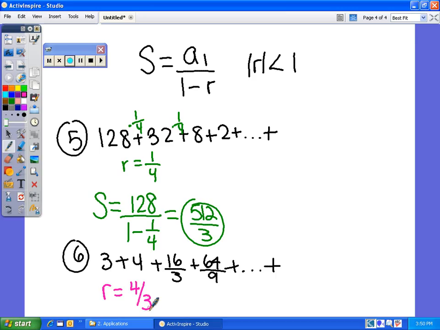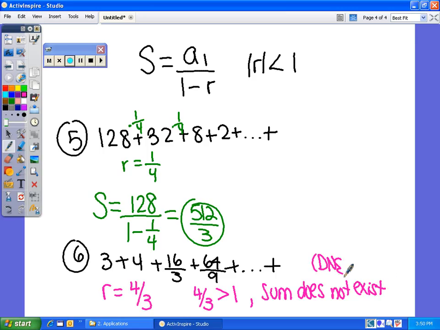If you know anything about this, this is an improper fraction. Improper fractions are automatically going to be less than 1. I mean greater than 1. So since 4 over 3 is greater than 1, the sum does not exist. Or, as I affectionately like to say, DNE. Alright, so make sure you recognize when the sum does not exist.